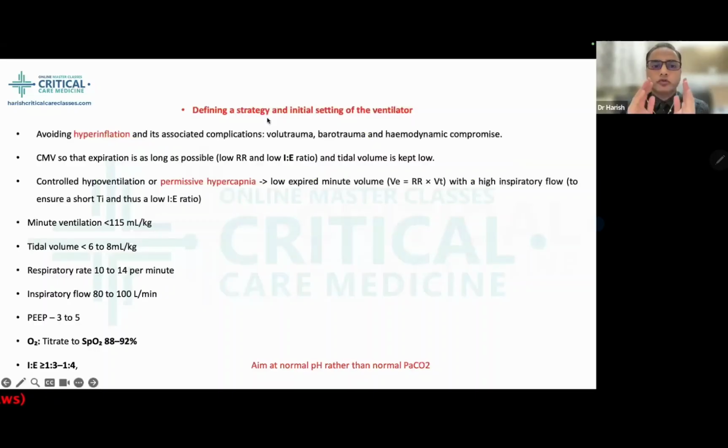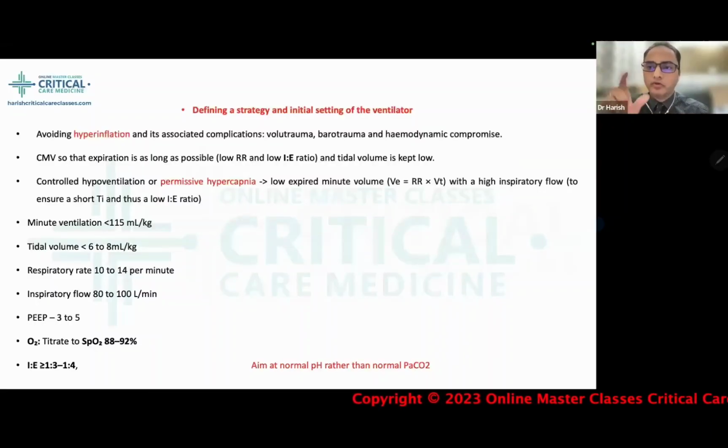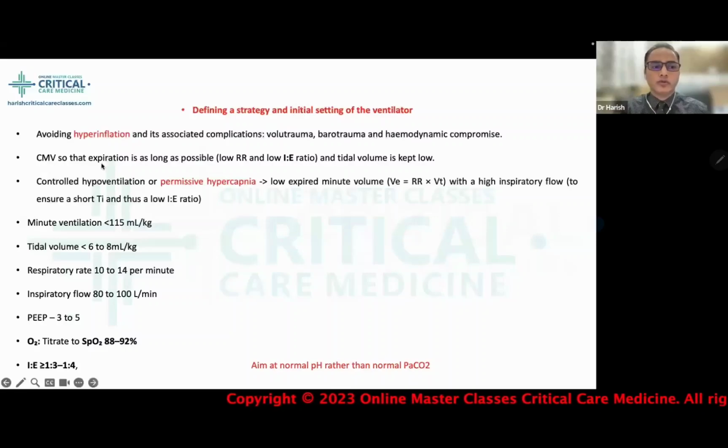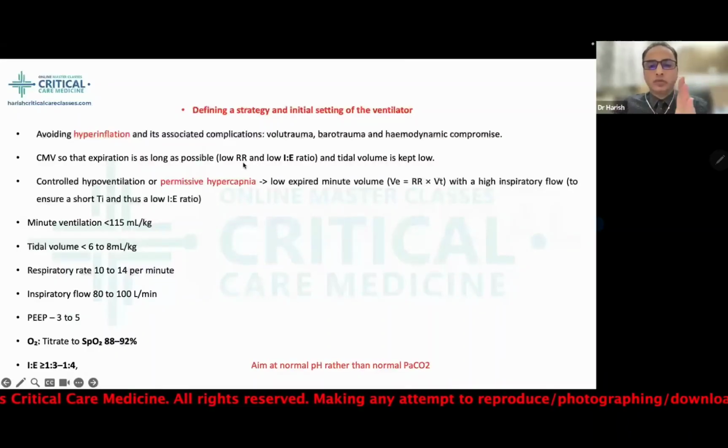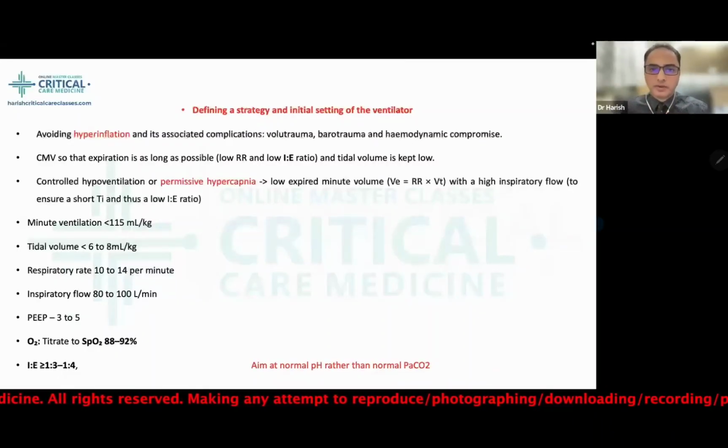Okay, so we should have a defined strategy and initial ventilator setting for COPD exacerbation. First thing, we need to avoid hyperinflation and its associated complications like barotrauma, and hemodynamic compromise should not happen when you set the ventilator. So controlled mode of ventilation so that expiration is as long as possible. Lower respiratory rate: if you keep a respiratory rate low, automatically it gives more time for expiration.